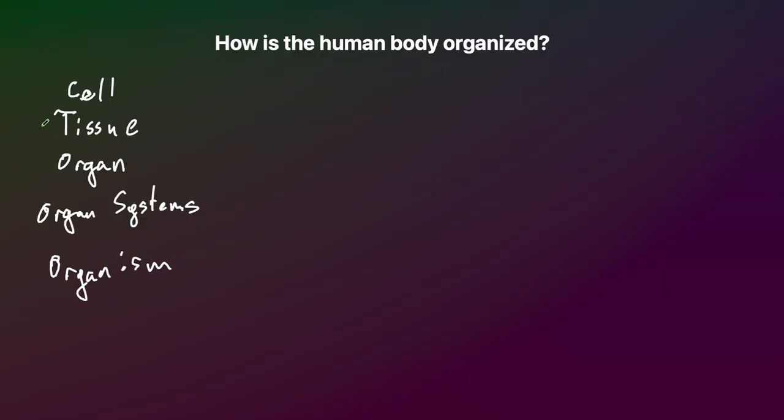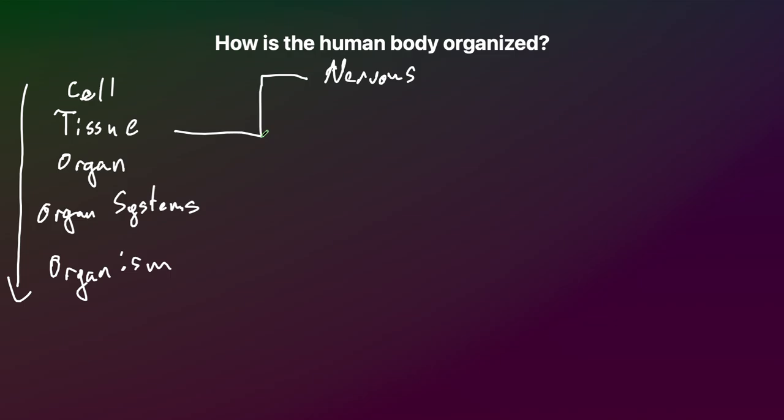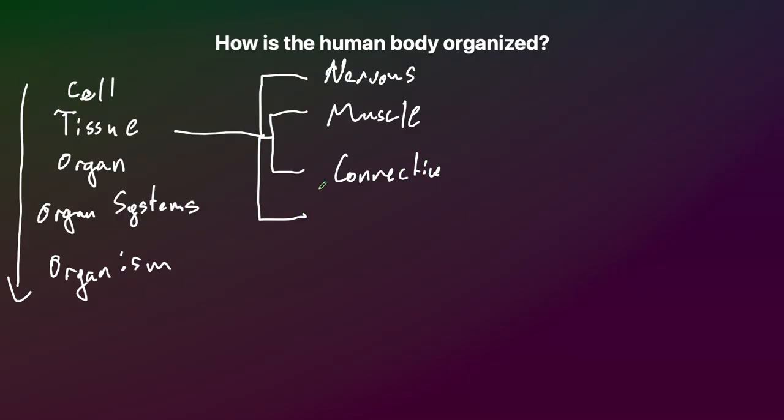So in the types of tissue, you have four main parts. You have nervous, and you have muscle, you have connective, and you have epithelium. So each of these is a little different.